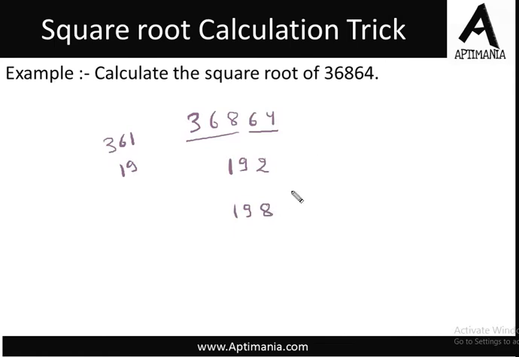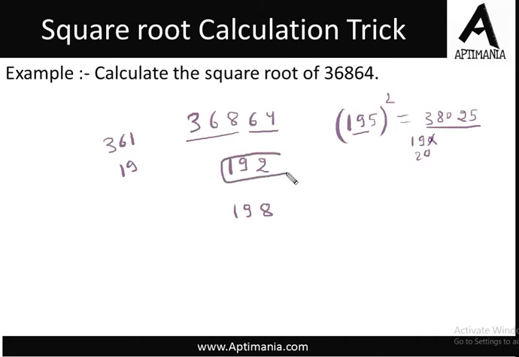Now to find out between these two numbers, we'll calculate the square of 195, the middle number. 195 square is 5. So this square will end in 25. 19 into 20 is 380. So the square of 195 is 38025. Now this number is less than 38025. So it must be square of a number which is less than 195. So the answer is 192. So 192 square is 36864.